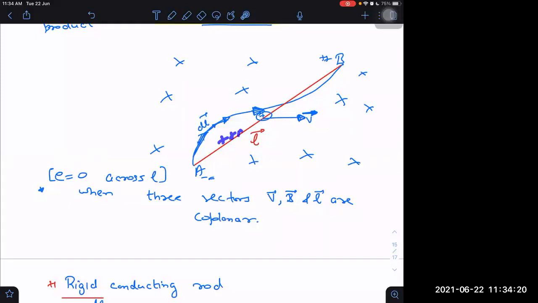Width means even if it is a very thin wire, every thin wire will also have some width or not? Yes. There also induced EMF may be produced. So induced EMF may be produced along the width, but we are not interested in that, because when we write L, it means we are interested in the EMF induced across L. Understand? Therefore, across L it will be zero when V, B, and L are coplanar. They lie in the same plane. Okay, this is a very important point, and we should remember it.